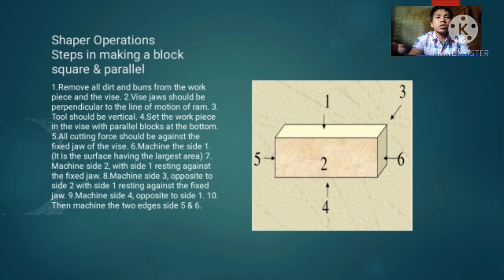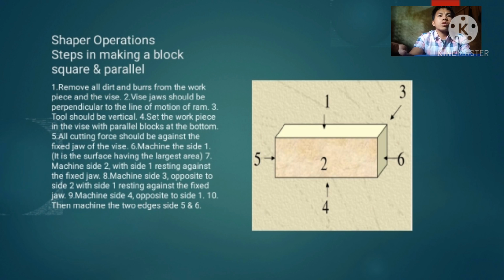Number 6 is machine the sides. Side 1 is the surface having the largest area. Machine side 2 with side 1 resting against the fixed jaw. Machine side 3 opposite to side 2 with side 1 resting against the fixed jaw. Machine side 4 opposite to side 1, and then machine the 2 edges, sides 5 and 6.